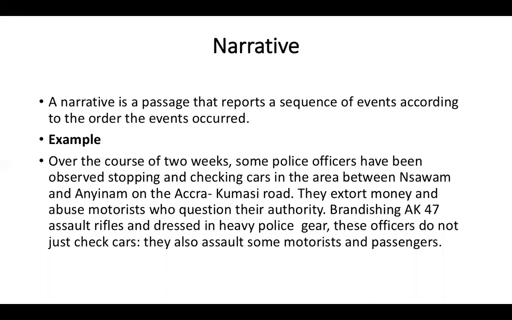Narrative. A narrative is a passage that reports a sequence of events according to the order the events occurred. Now, example: over the course of 2 weeks, some police officers have been observed stopping and checking cars in the area between Sawam and Anyimnam on the Accra Kumasi Road. They extort money and abuse motorists who question their authority. Brandishing AK-47 assault rifles and dressed in heavy police gear, these officers do not just check cars, they also assault some motorists and passengers. This is a narrative.